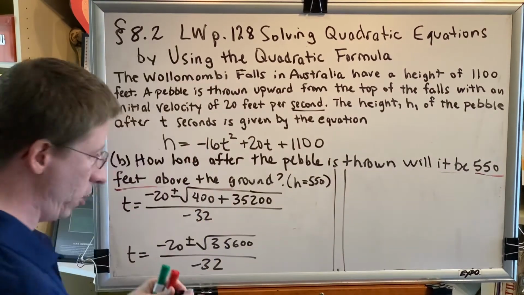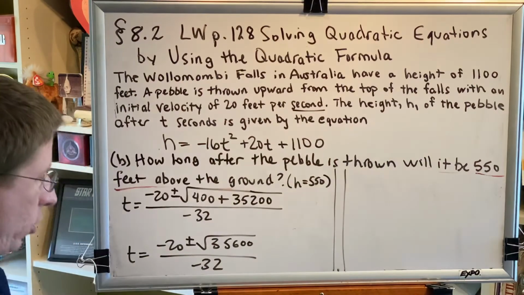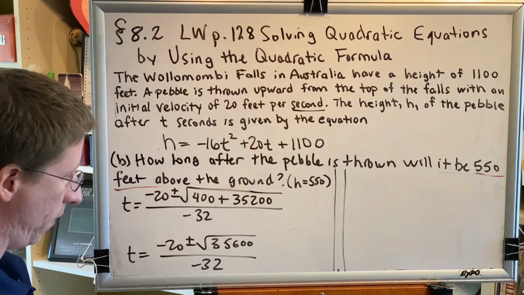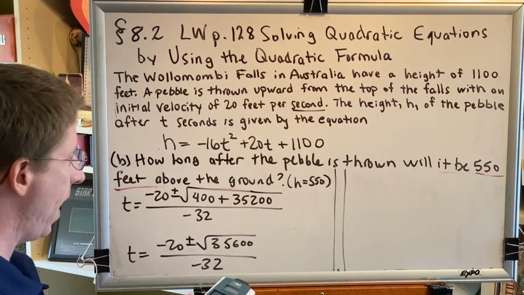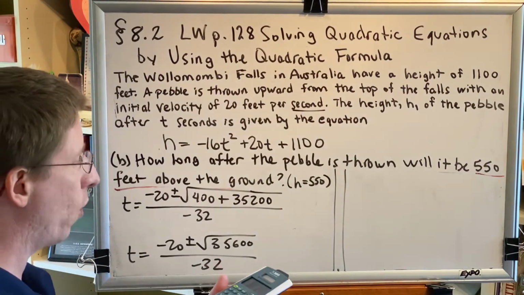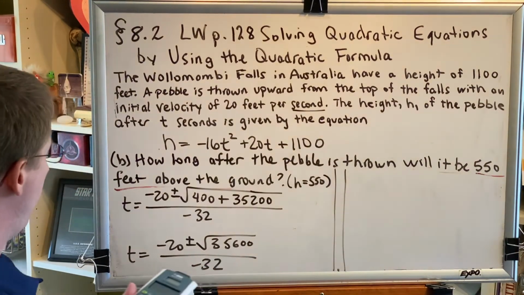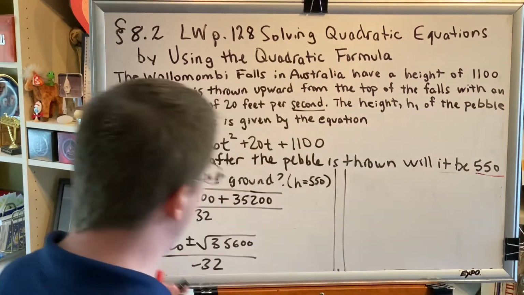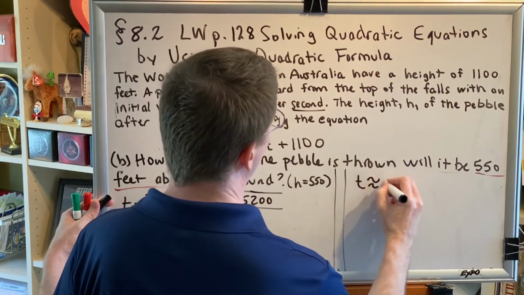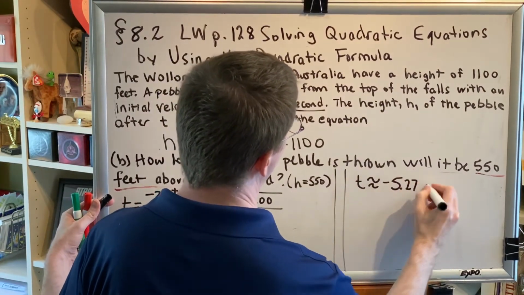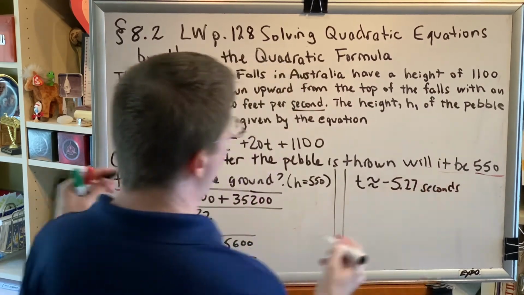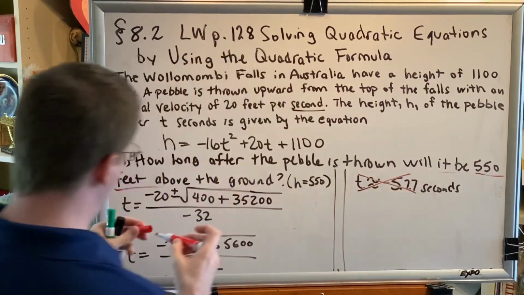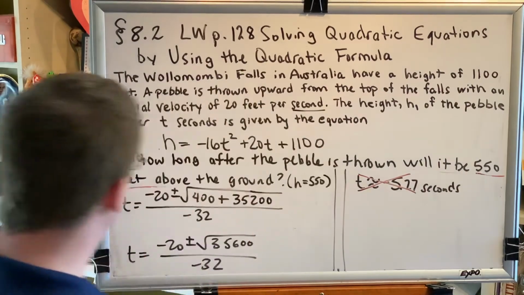All right, so first we're going to do this with the plus. So our numerator is negative 20 plus square root of 35600, enter. We get 168.67962226. Then divide by negative 32, and you get negative 5.27 approximately. T is approximately negative 5.27. All right, so once again, we've got an extraneous solution. Time cannot be negative. So we know that that is not our answer, and we're going to have to use the minus part of the plus or minus to get our answer to this problem.